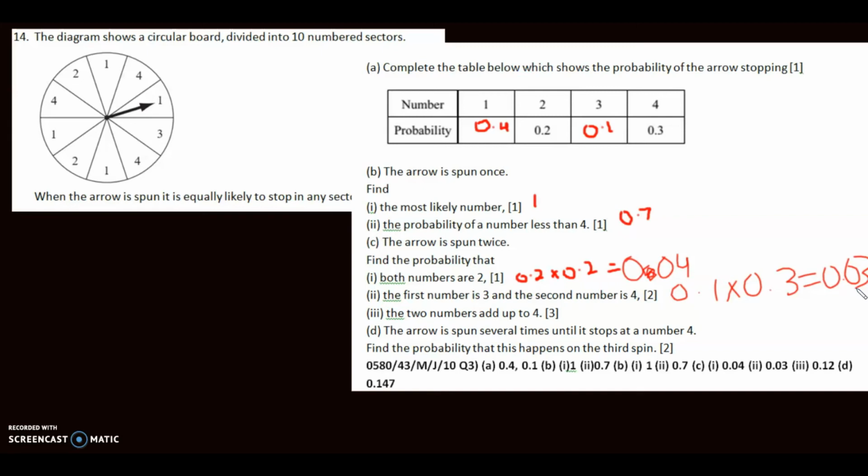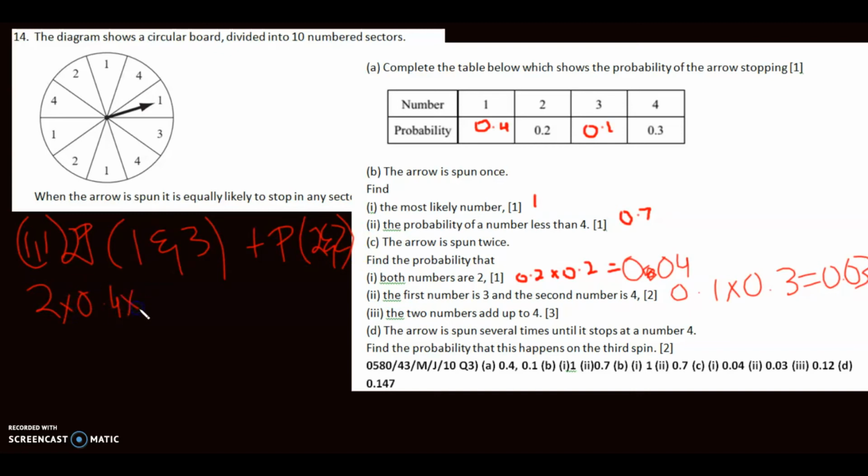So for this part, we're taking the case of probability of getting 1 and 3, and there's also another case 3 and 1, so I'll multiply this with 2, plus probability of 2 and 2. So 2 times probability of 1, which is 0.4, times probability of 3, which is 0.1, plus probability of getting 2 and then again 2. So this should give us 0.12.